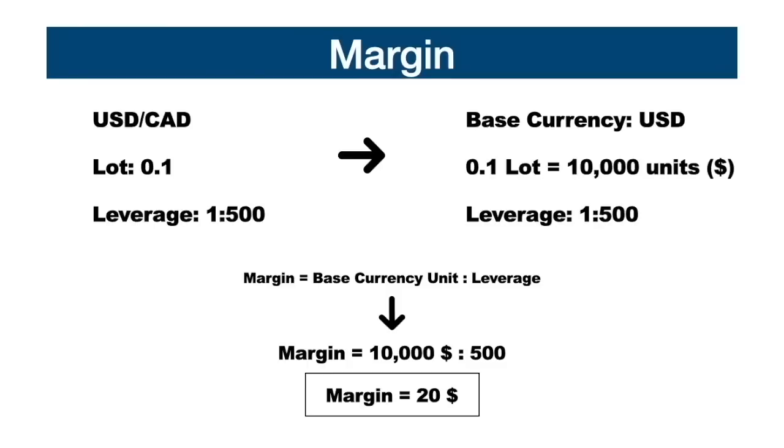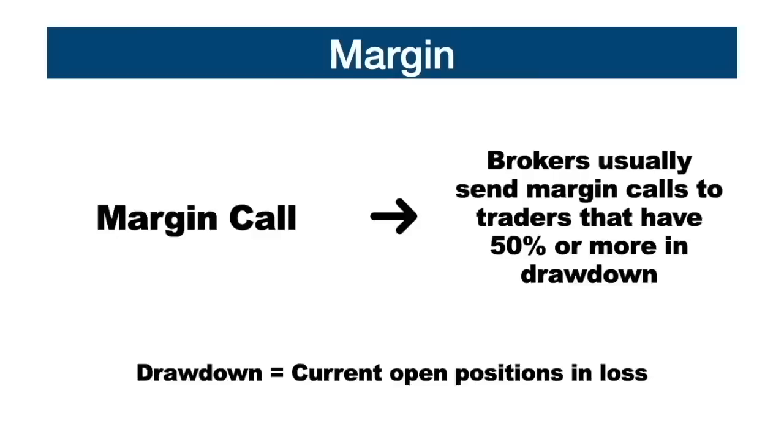A high leverage allows you to open larger positions having a much smaller margin. This obviously will lead to a greater risk. If you open a position that is too large for the available capital, you could risk losing everything in a short period of time, and therefore receive a margin call from the broker to warn you that the available capital is about to run out. Brokers often send margin calls to clients that exceed a 50% drawdown.